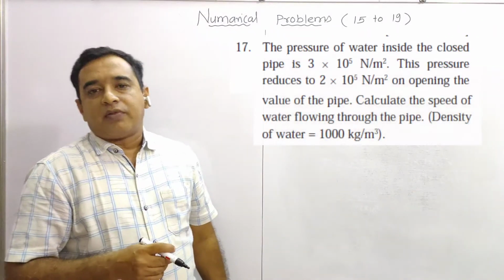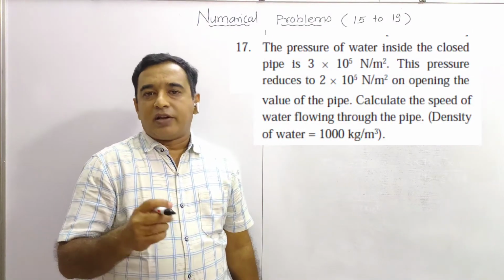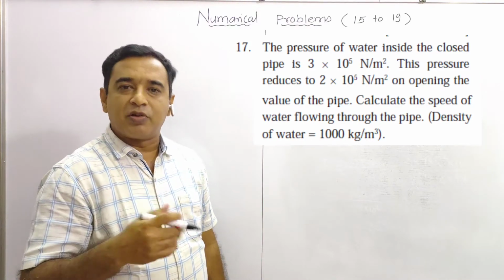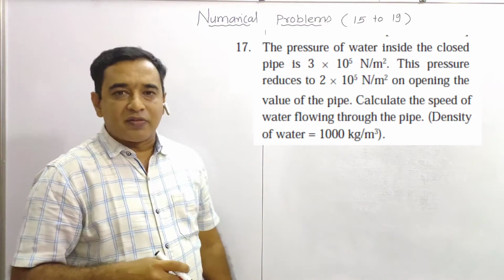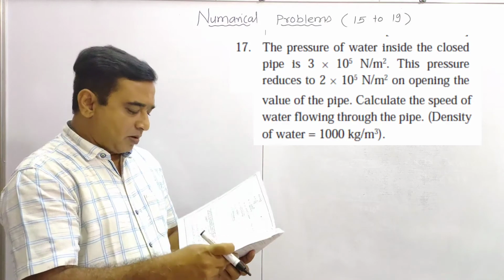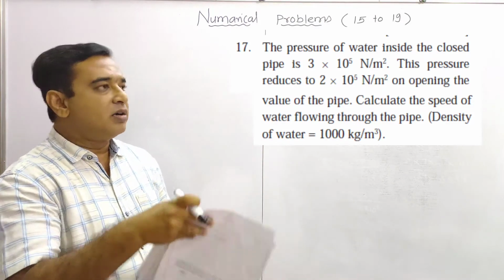Here is problem number 70. Though this problem, related to this formula, is omitted from the board syllabus, still we are going to take it. Okay, problem number 70 is before you. Read it carefully. Here is the problem.